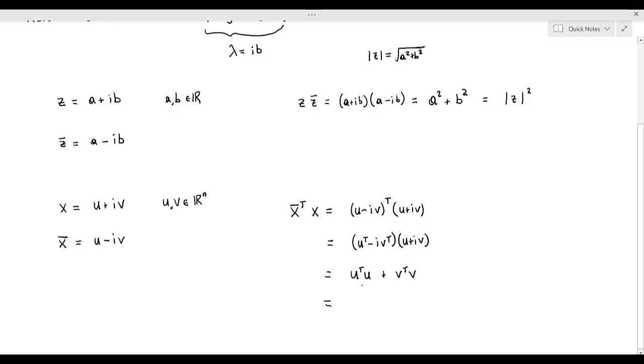Now, u transpose u is the same as u dot product with u. So that's the same as the length or the norm of vector u squared. And likewise, this is the norm of vector v squared. Okay. And incidentally, this is how we define the norm of the complex vector x squared as well. Or I guess you can say it's the same as the norm of the vector x squared.